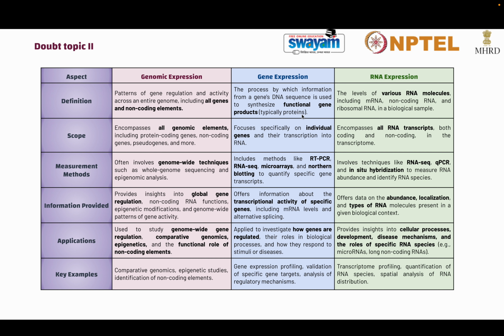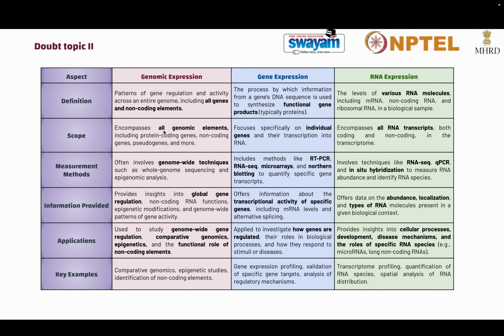So all the genes which are forming the protein, when we check their expression or their functional gene products, that is known as gene expression. Whereas in genomic expression, the genes which are forming all the mRNA as well as some non-coding elements are also referred to as genomic expression. But when we say RNA expression, it means the level of various RNA molecules such as mRNA, non-coding RNA, ribosomal RNA in the biological sample. So this is known as RNA expression.